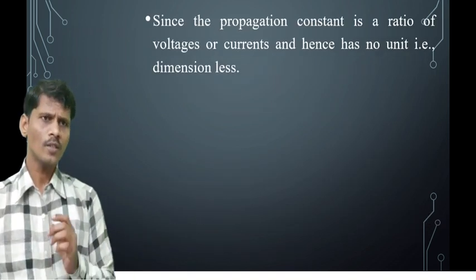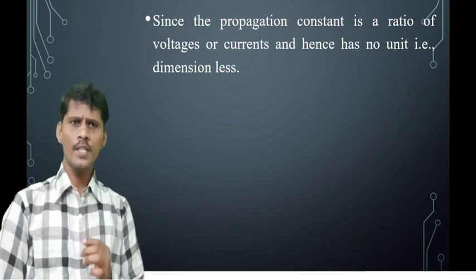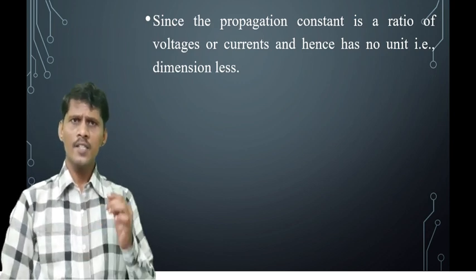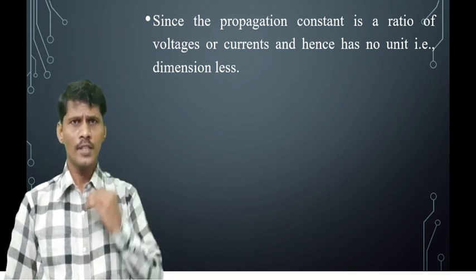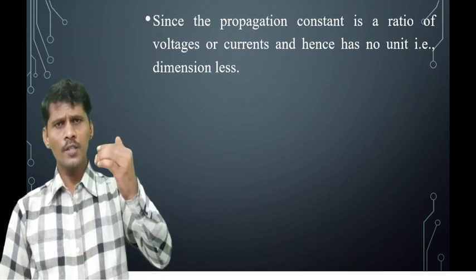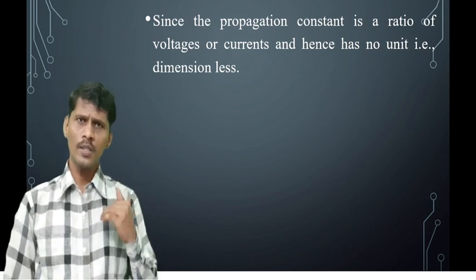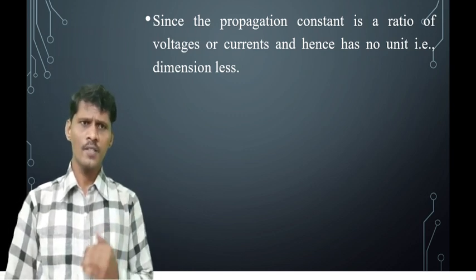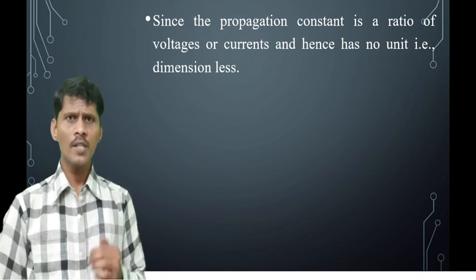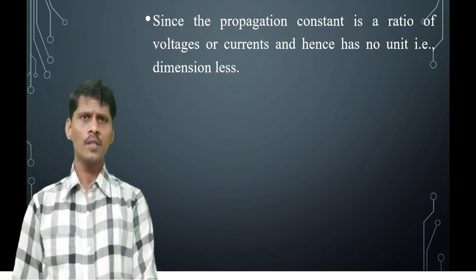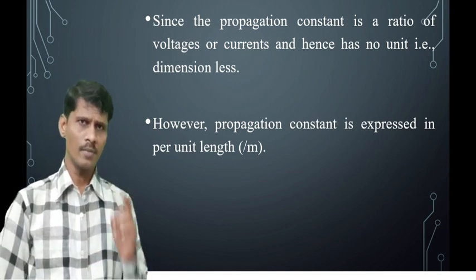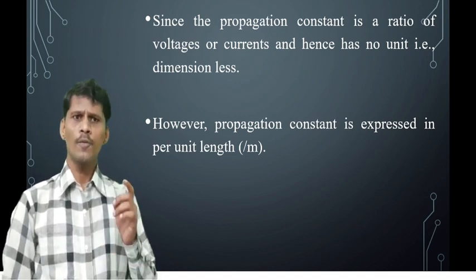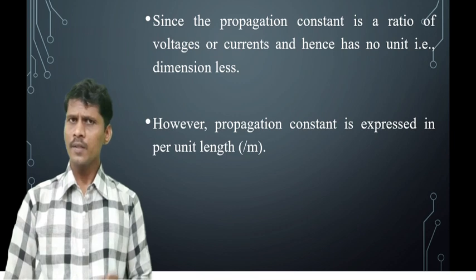Since the propagation constant is the ratio of voltage or current, it has no units. It is the ratio of sending end current to receiving end current, or sending end voltage to receiving end voltage, so it is a dimensionless quantity. However, the propagation constant is expressed per meter length, per unit length.